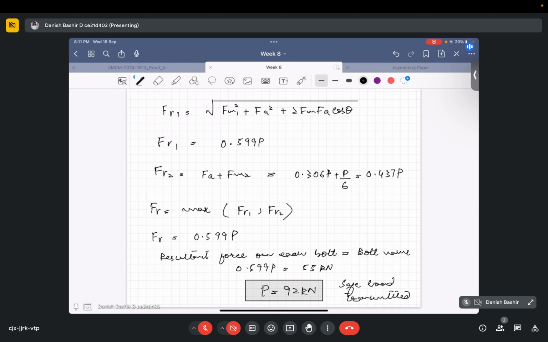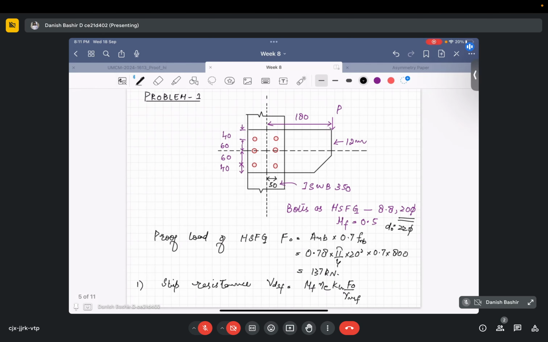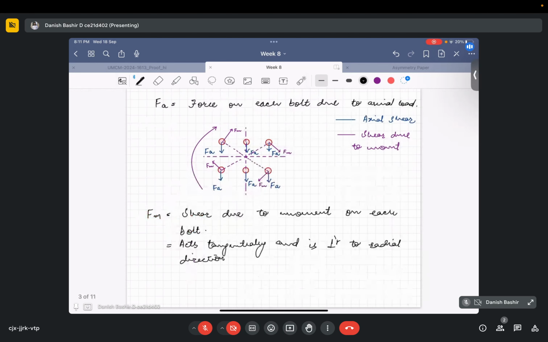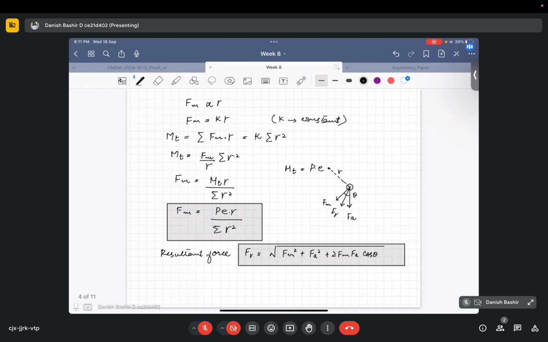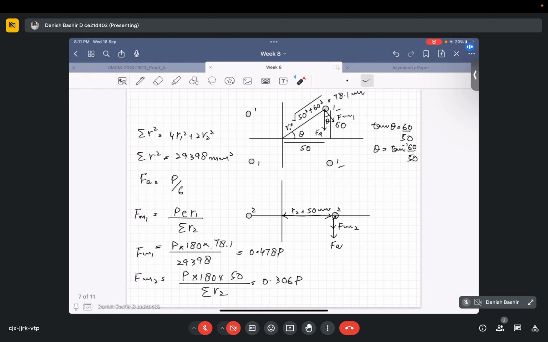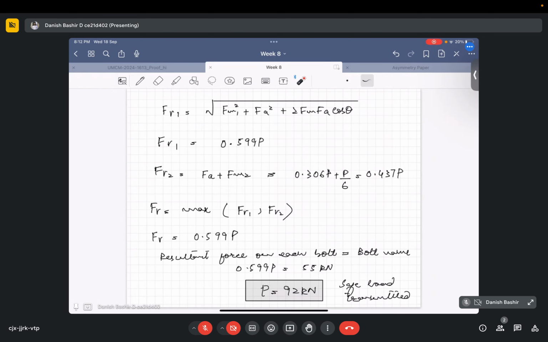So in today's session, we saw the analysis of this eccentric bolted connection, where I showed you the whole basic theory behind this, and then we saw one design problem wherein we calculated the maximum safe load that can be transmitted by an eccentric bolted joint having 6 bolts. So thank you everyone for joining the session. Okay, thank you.